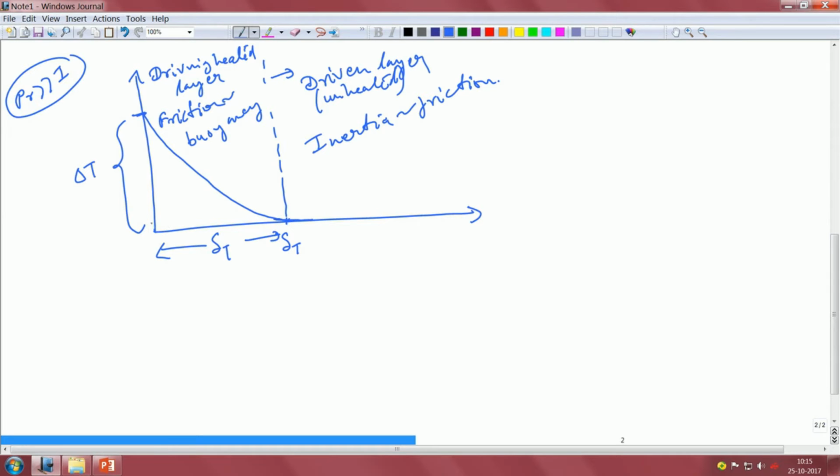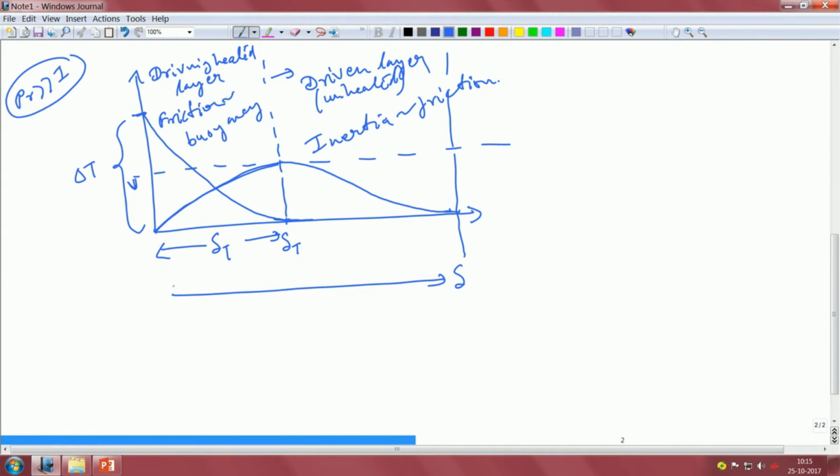In this case, if we mark the scale of the velocity, this velocity will grow and then decay at a certain distance which is given by delta. So, this delta is this. Delta is definitely greater than delta t. It is a Prandtl number much greater than 1 situation, remember.